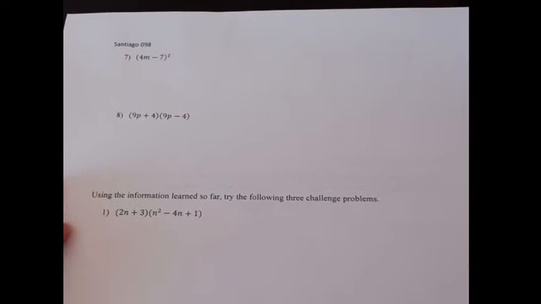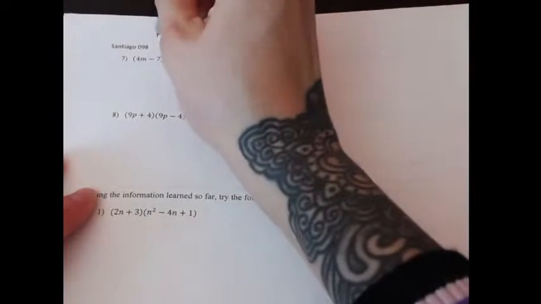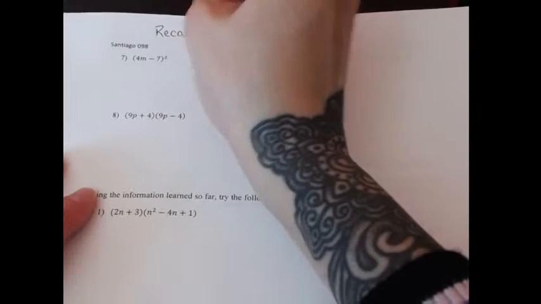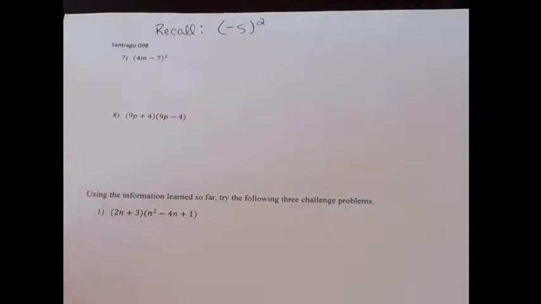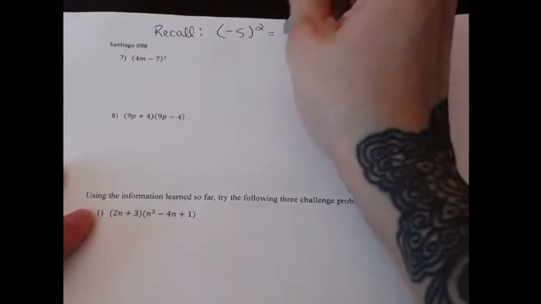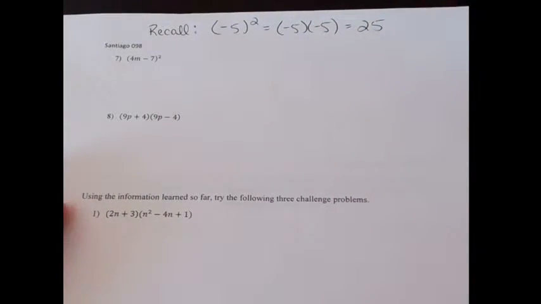Okay, let's look at number 7 this time. Notice what's happening in number 7. This says 4m minus 7 to the second power, okay? Because this says 4m minus 7 to the second power, I want you to think back. Let's recall something that we've talked about before. If I had negative 5 to the second power, we would say this is the same as a negative 5 times a negative 5, which gives us a positive 25, correct?